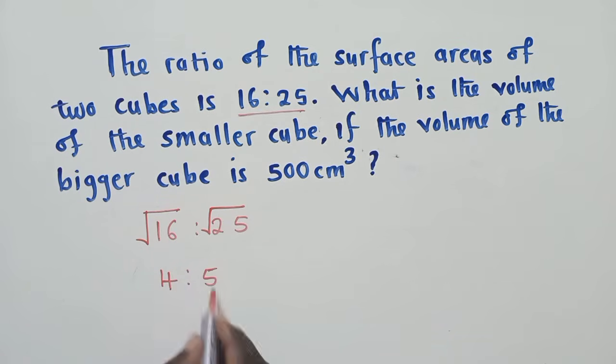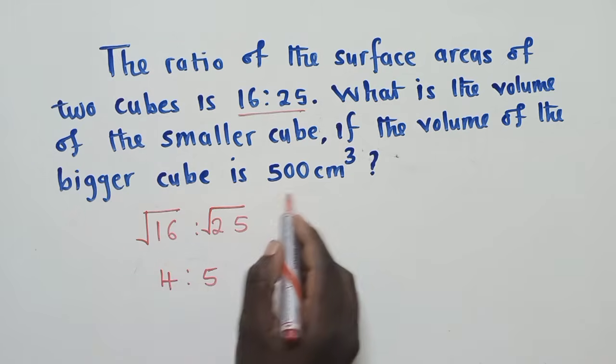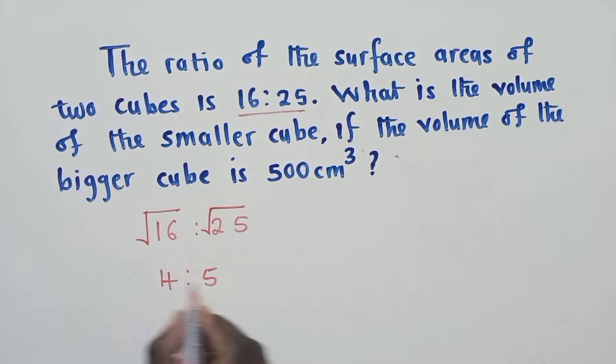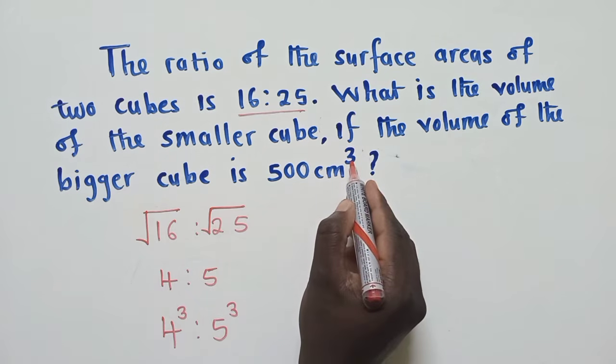So now this is our new ratio, or this is our ratio factor. We have found the ratio factor. Now we want to find the volume, so we change this ratio factor to the volume one. We're going to put a power 3 here and also here a power 3. We know that volume moves with the power 3.